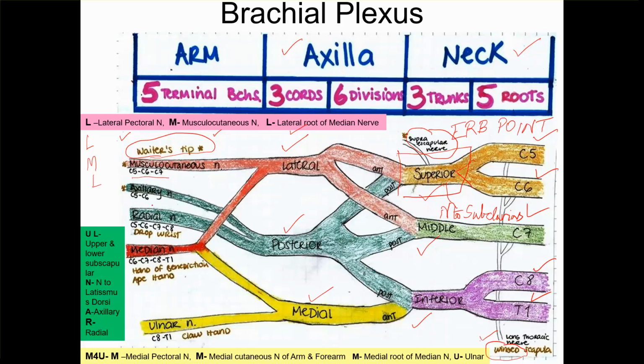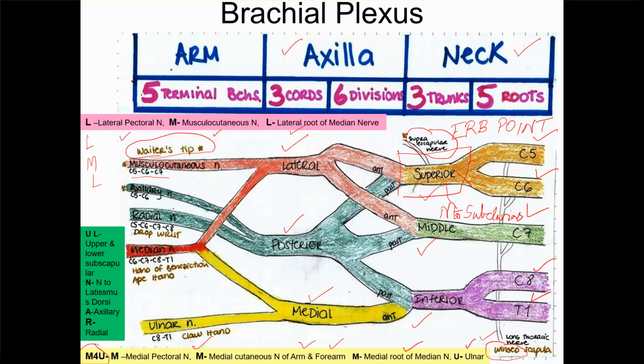The medial cord gives 5 nerves and the mnemonic is M4U. It gives the medial pectoral nerve, then the medial cutaneous nerve of arm and the medial cutaneous nerve of forearm, then the medial root of median nerve, and the last nerve, the ulnar nerve. So that is M4U.